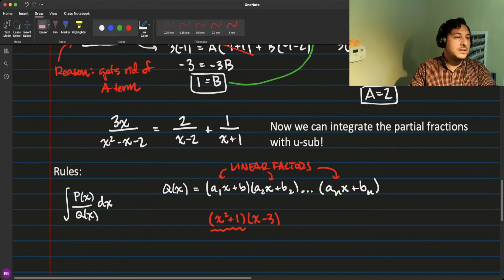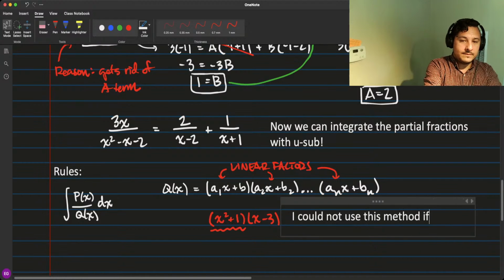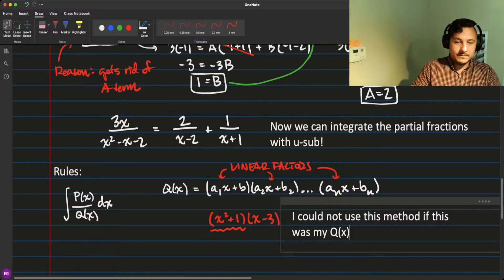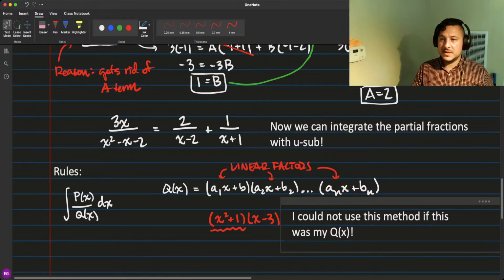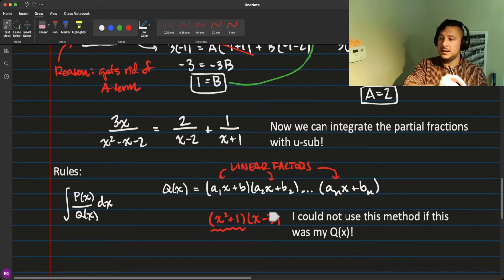So the method we're about to discuss would not work for this. Okay, we'll talk about what to do later for that. Is everyone on board with that? This method I'm about to show you will only work if the bottom polynomial factors into linear terms.